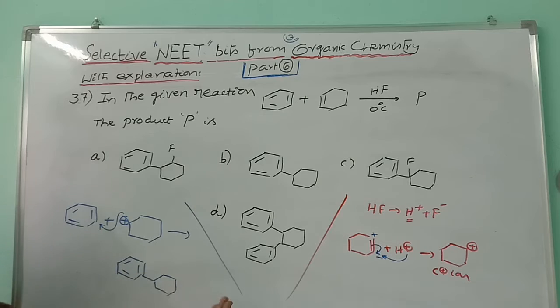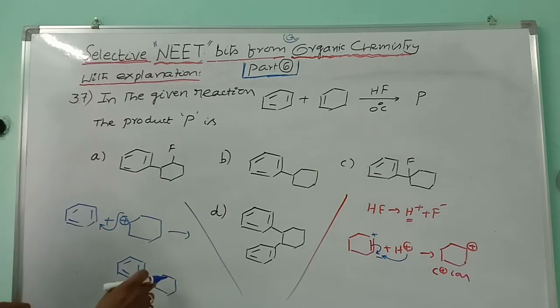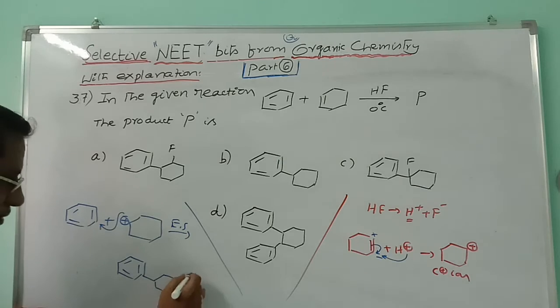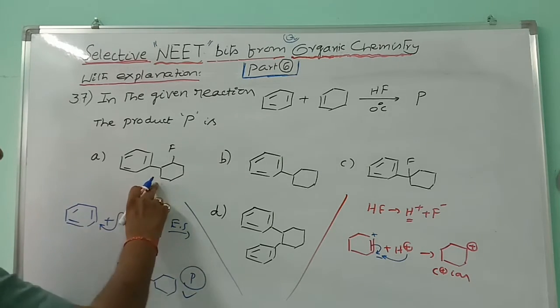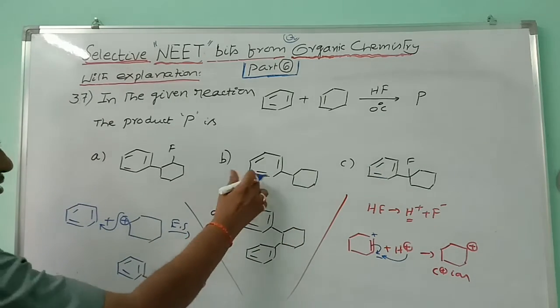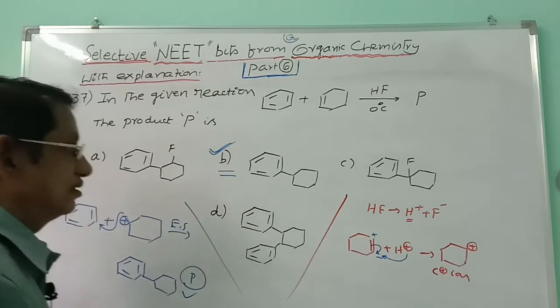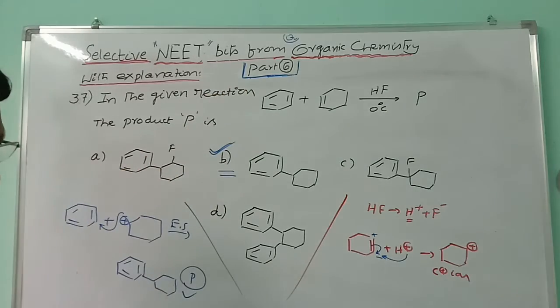In the benzene ring, electrophilic substitution takes place with the cyclohexyl carbonyl ion. Cyclohexyl carbonyl is attacking this benzene ring, substitution is taking place here, and this is the product obtained. This is product B. Where is it? Not F, not two benzene rings. And this is the correct product. B is the correct answer for this. This is the way you have to get the answer, basing on the nature of the product.